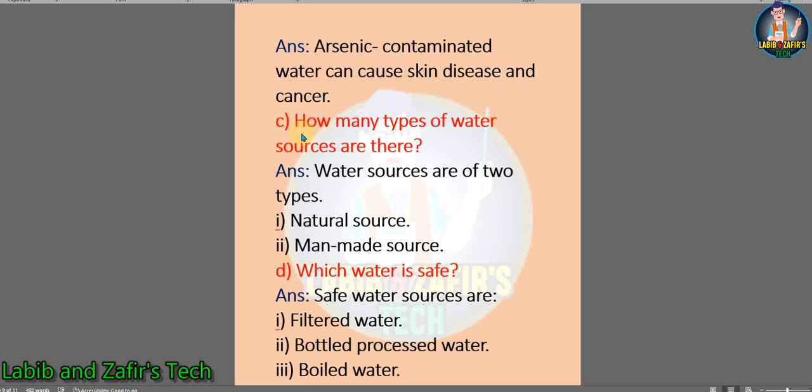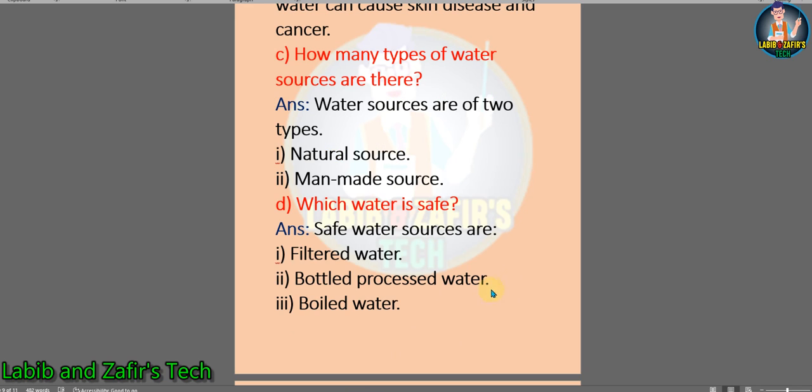Then number C question. How many types of water sources are there? Answer: water sources are of 2 types. Number 1, natural source. Number 2, man-made source. Then number D. Which water is safe? Answer: safe water resources are: number 1, filtered water; number 2, bottled processed water; then number 3, boiled water. Now students, let's go to our next questions.